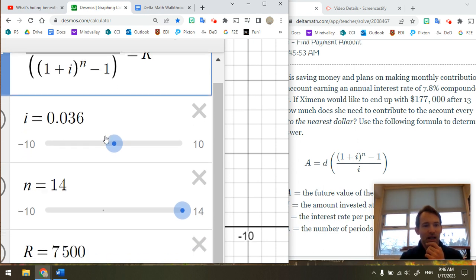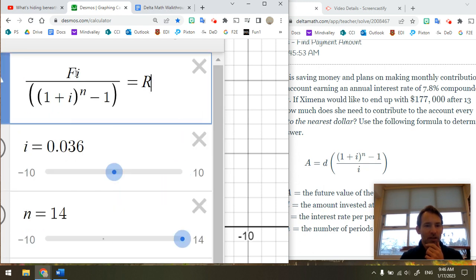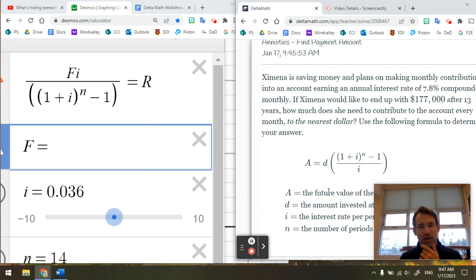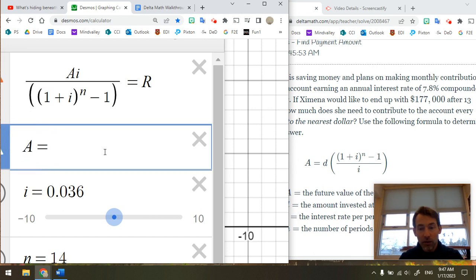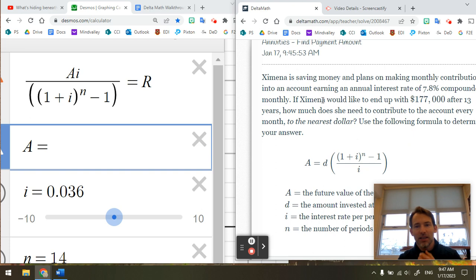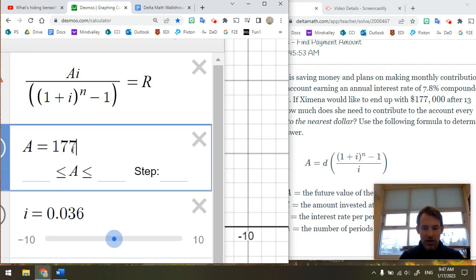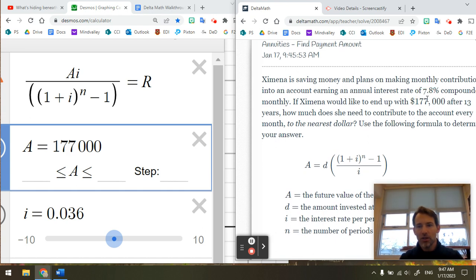Okay, so now I'm going to remove that there, and I want a slider for F. So let's go here, F equals. The future value multiplied by the interest is going to be A. I used F for future value, but we could say A for amount. Okay, cool. And Ximena wants to end up with $177,000. Don't use commas in Desmos, it doesn't like it. So that's how much she wants to end up with.